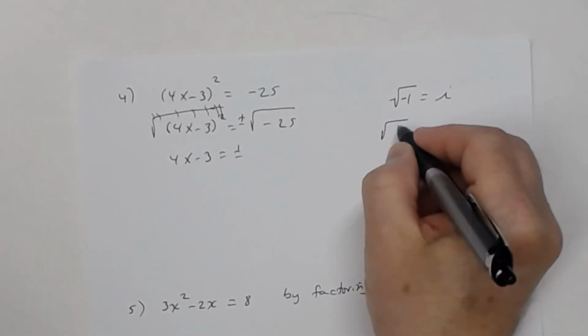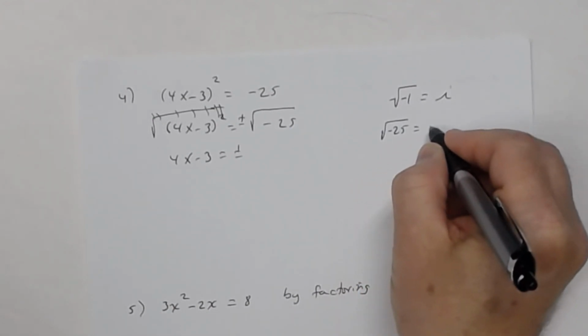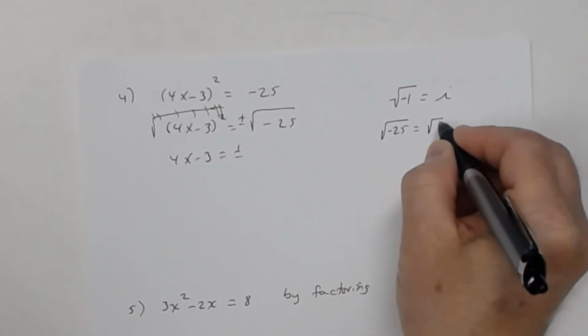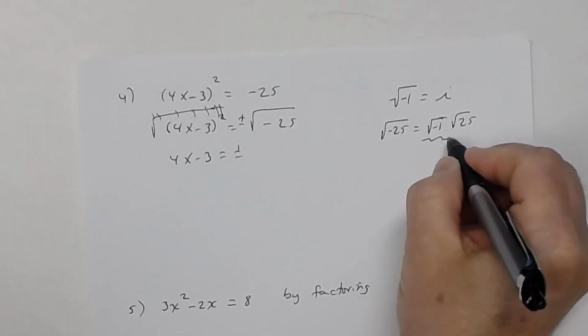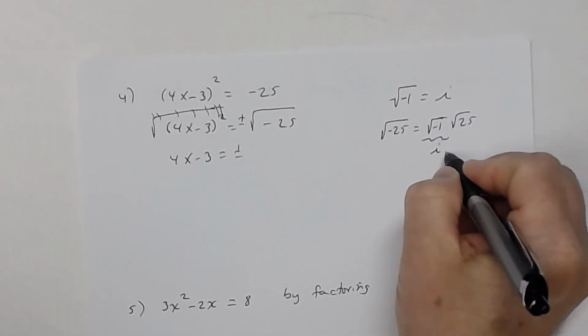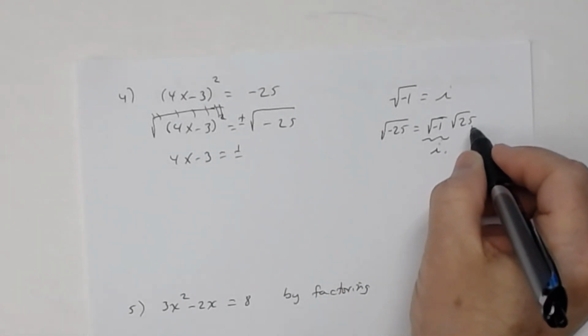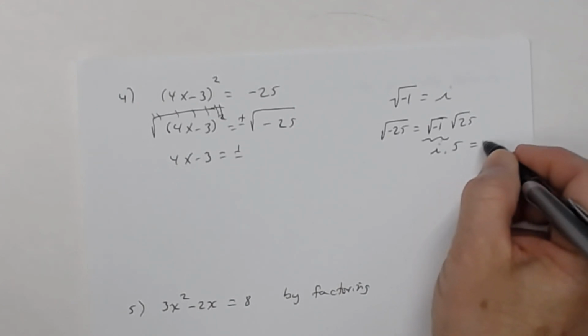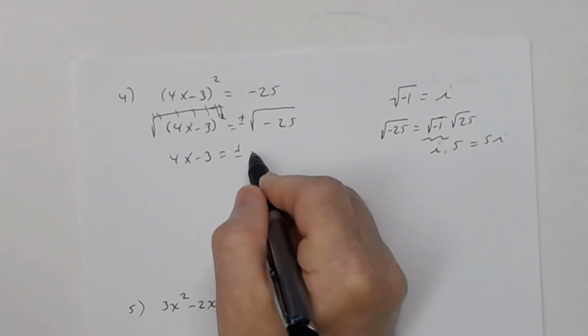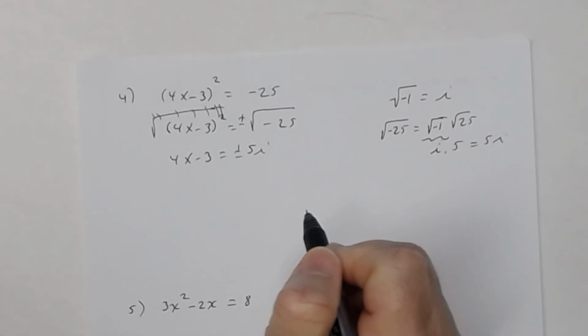So then, the square root of negative 25, I know I can write as the square root of negative 1 times the square root of 25. And the square root of negative 1 is defined to be the imaginary unit i, and 25 is a perfect square, and the square root of 25 is 5. So i times 5 is just 5i. So then this becomes plus or minus 5i.